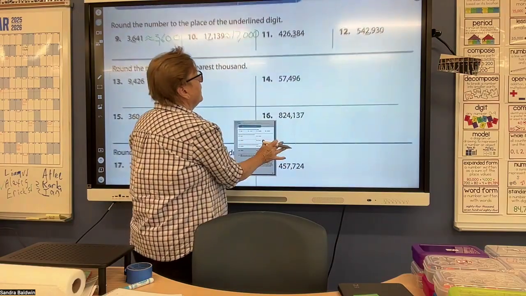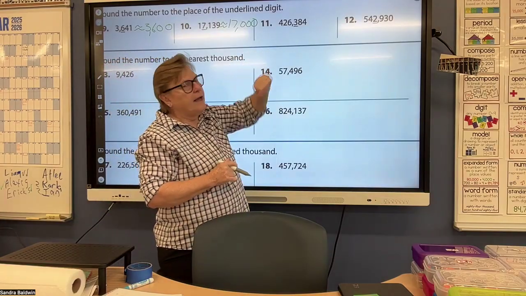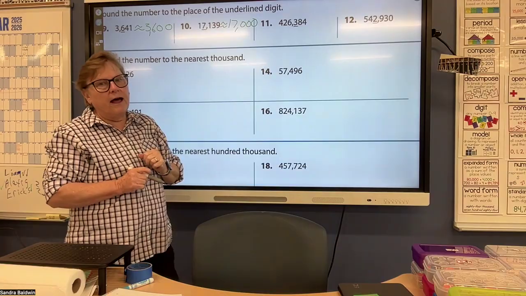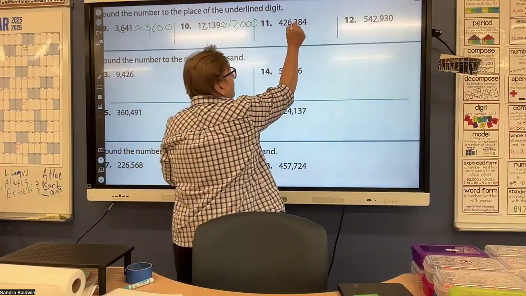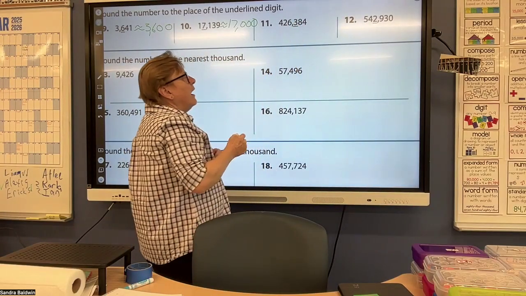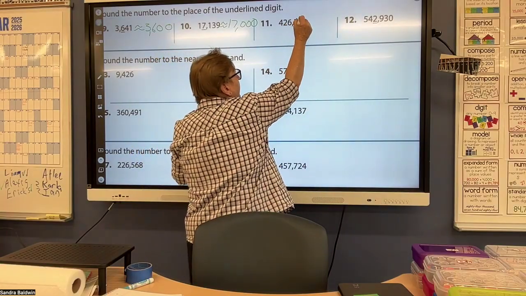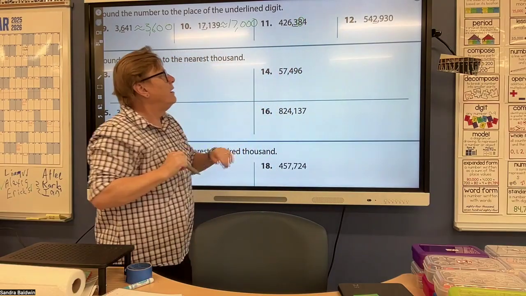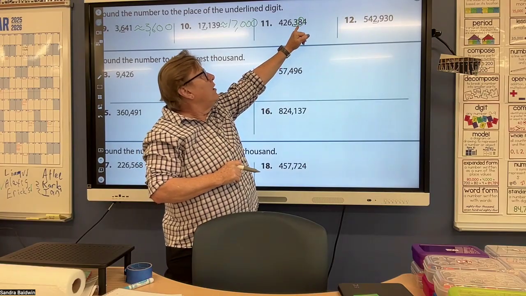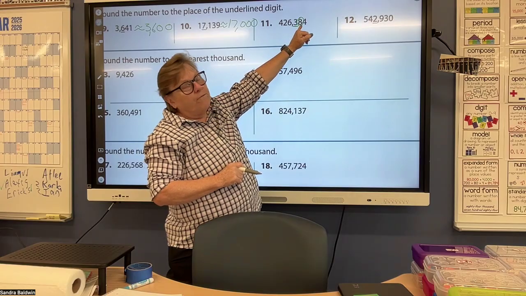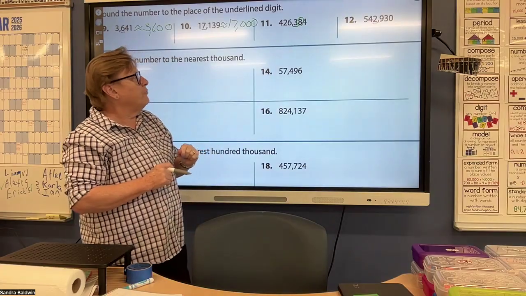The first one we're going to do is number 11, which is 426,384. The 3 is underlined, so we are rounding to the nearest 100. So I'm going to underline the 3. I draw a circle around its next door neighbor to the right, which would be 8 in the tens place. The next thing I say is, is the number in the circle equal to or greater than 5? Yes. If it is, we shove it up to the next 100.